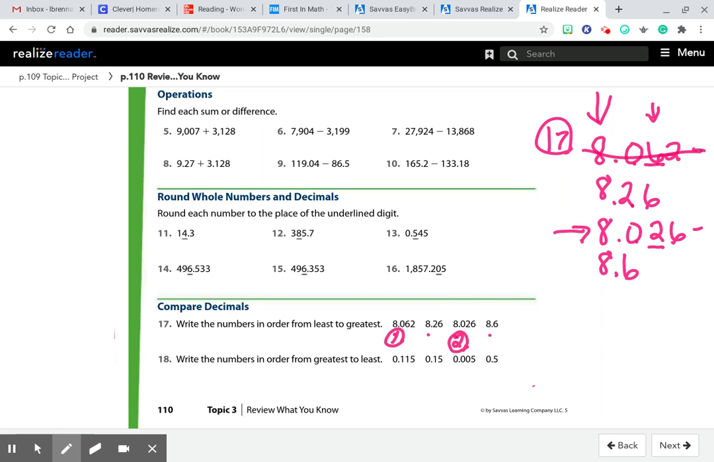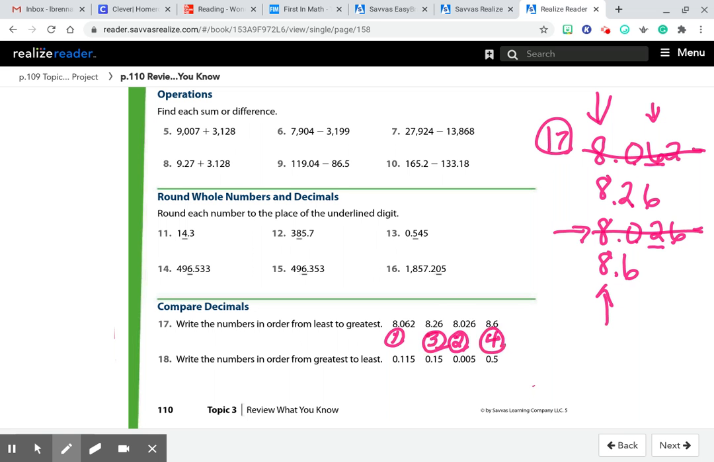So I got rid of those 2. Now what's smaller? 8.26 or 8.6? And we already determined that they're all the same in the ones, so I'm looking at the tenths. 2 is smaller than 6, so this guy would be next. And this value is our largest.